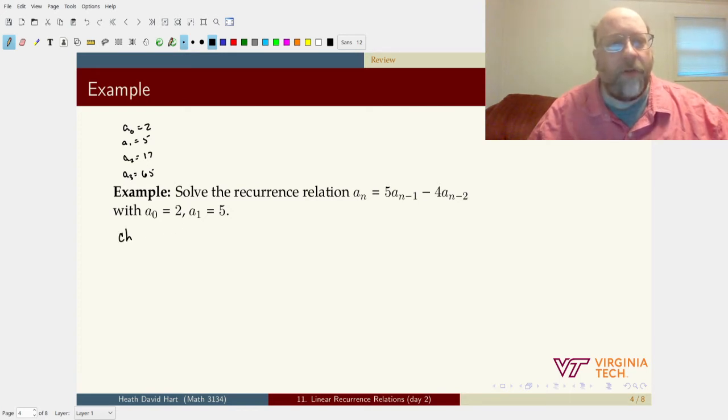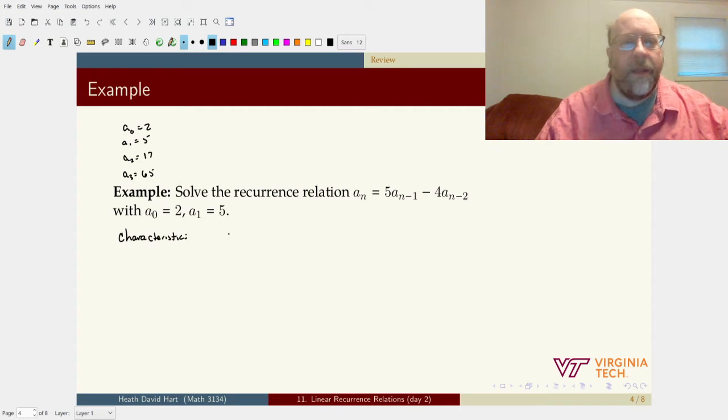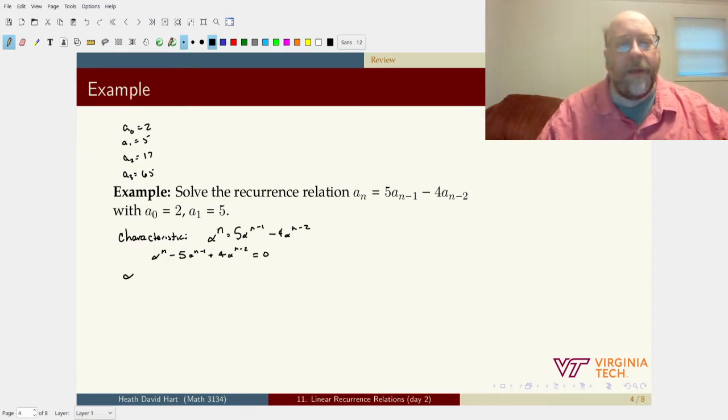The characteristic polynomial is alpha to the n power equals 5 alpha to the n minus 1 power minus 4 alpha to the n minus 2 power. We'll bring everything to the same side, and this becomes alpha^n minus 5 alpha^(n-1) plus 4 alpha^(n-2) equals 0. I can factor out alpha to the n minus 2, and I'm left with alpha squared minus 5 alpha plus 4.